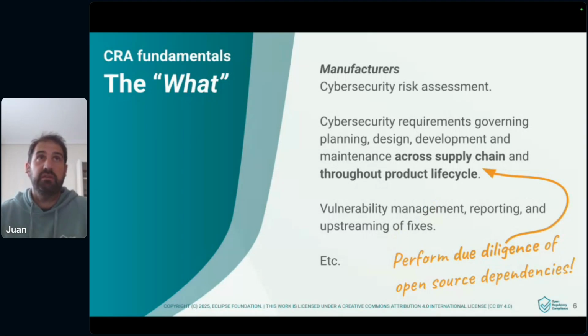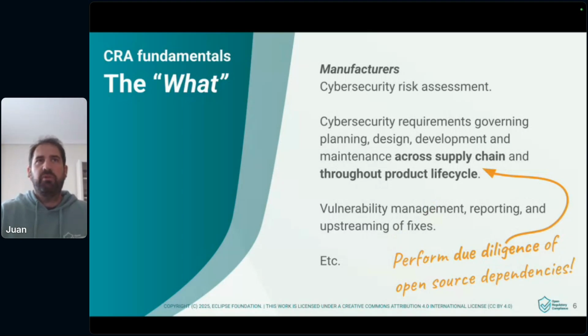The first one is that it's necessary to perform a cybersecurity risk assessment. The CRA is a risk-based regulation, so it's important that this process is taken seriously into consideration in the design and selection of the components that will be participating in the products that will be launched in Europe. So the first aspect is to perform this cybersecurity risk assessment. The second element is that the cybersecurity requirements govern planning, design, development, and maintenance across the supply chain and through the product life cycle. What does this mean?